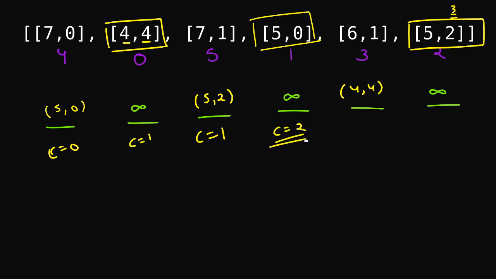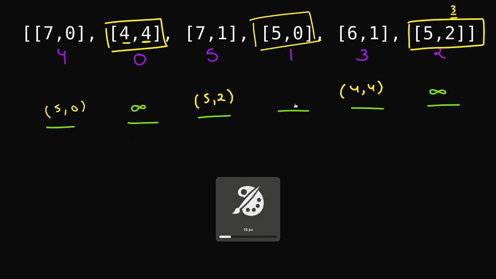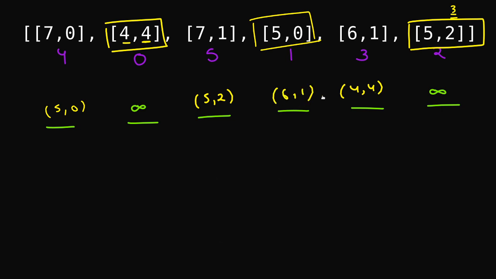And as soon as count becomes 2, this is a position where I should place this 6. Why? Because 6 is having one person in front of it who is having the height greater than or equal to 6. That means that 6 should be positioned at a place where count is equal to 2. So I can just place 6 comma 1 here, and this 6 comma 1 is also done.